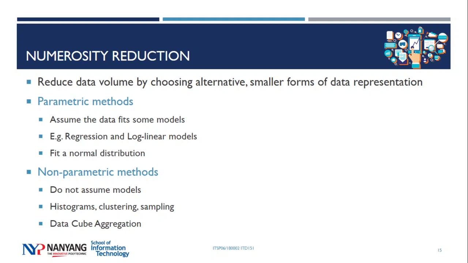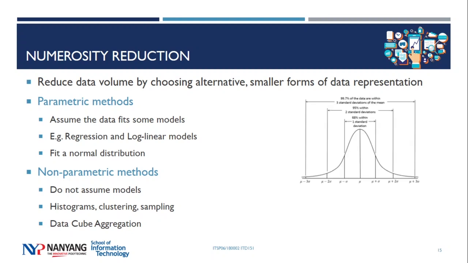So why do we want to do this? For example, if you have so many points, we can use a straight line or curve to represent all these points, so that I can even predict future data points when needed. For non-parametric methods, which do not involve parameters and models, the methods include histograms, clustering, sampling, and data aggregation. One example is the normal distribution that we see over here.